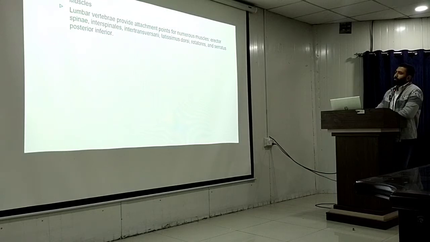The lumbar vertebrae provide attachment points for numerous muscles: interspinalis, intertransversi, latissimus dorsi, rotators, and posterior inferior.